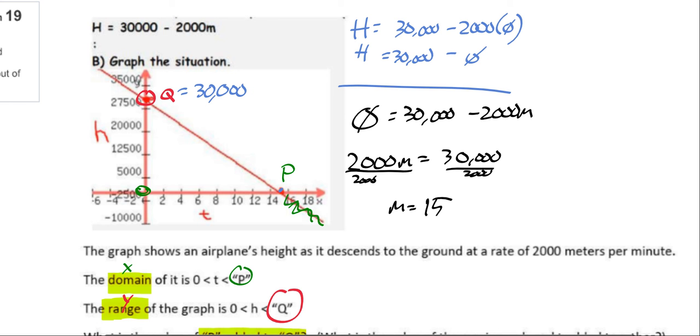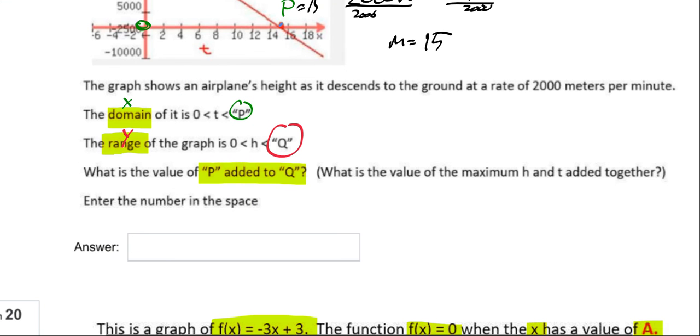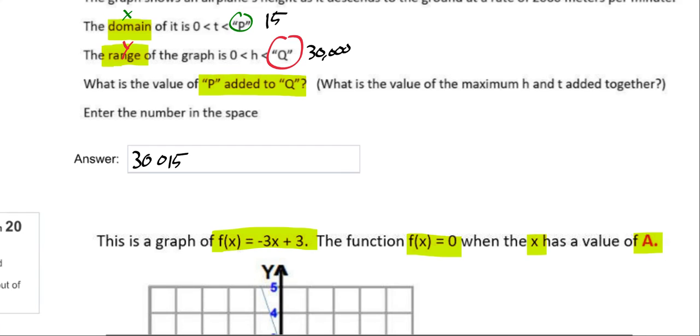Which does look, here's a 14, here's a 16, like the right number. So 30,000 here, and this is 15 there. And this is asking us for P added to Q. So P was 15 and Q was 30,000. 30,000 plus 15 is 30,015. But I wouldn't write the comma for the numerical response, that's not a great idea.